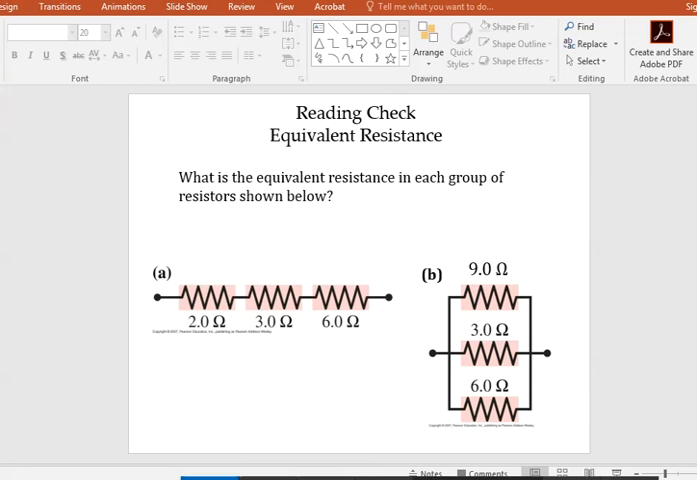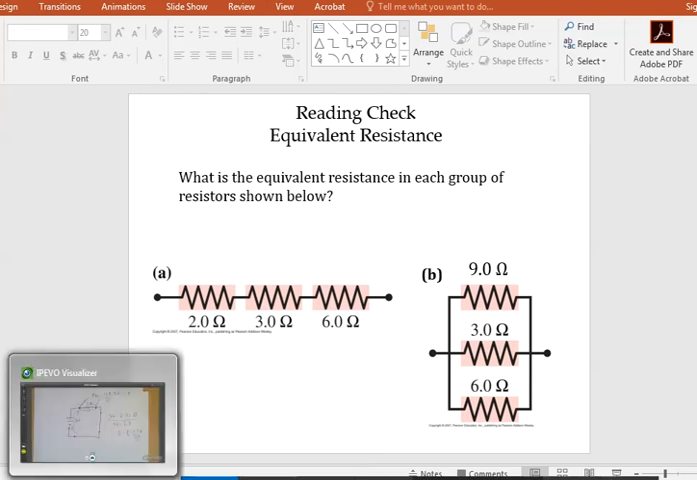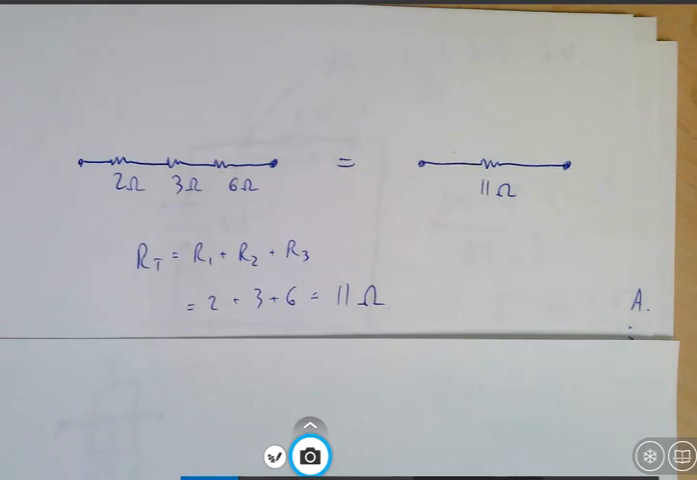I'd like you to pause here for a moment and see if you can calculate the equivalent resistance for each of these two groups of resistors. One of them is resistors in series. The other one is resistors in parallel. Okay, so let's cut to the camera. I'm going to take a piece of paper here to simplify things a little bit. Now I will show you my thinking.